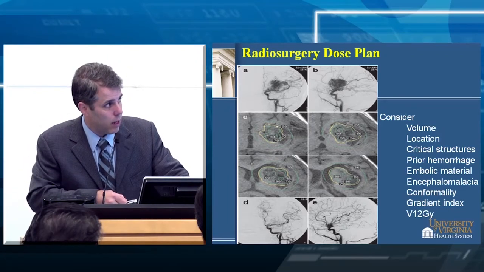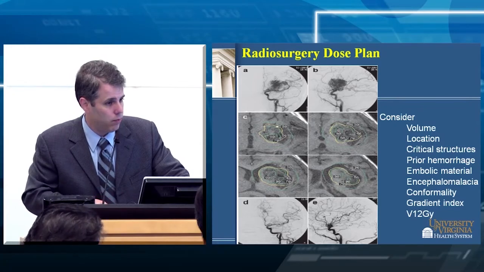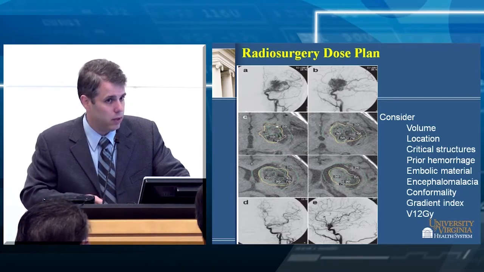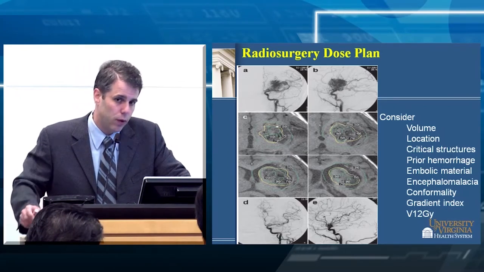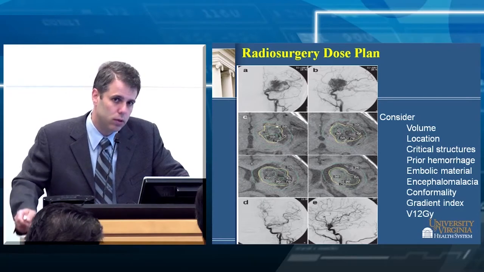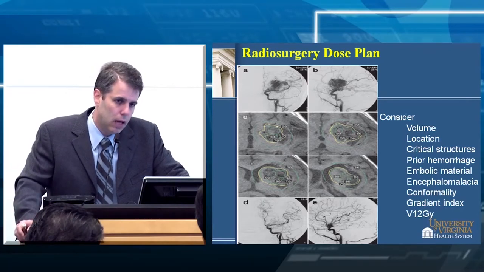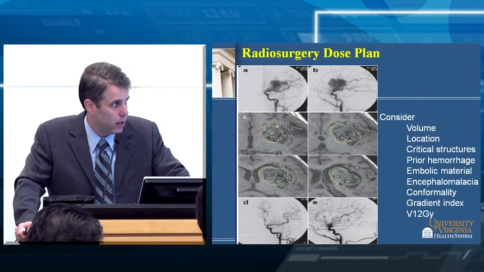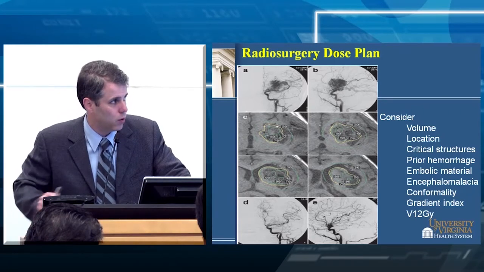Whether or not they've had any embolic material that may obscure the view of the nidus, that can be difficult, especially with Onyx. Whether or not there's an area of encephalomalacia close by. For instance, if there is, one might dump dose, and it's a bit of a crude term, but be less conformal near an area of encephalomalacia and more conformal near an area that doesn't have changes that may be associated with a prior hemorrhage or stroke.